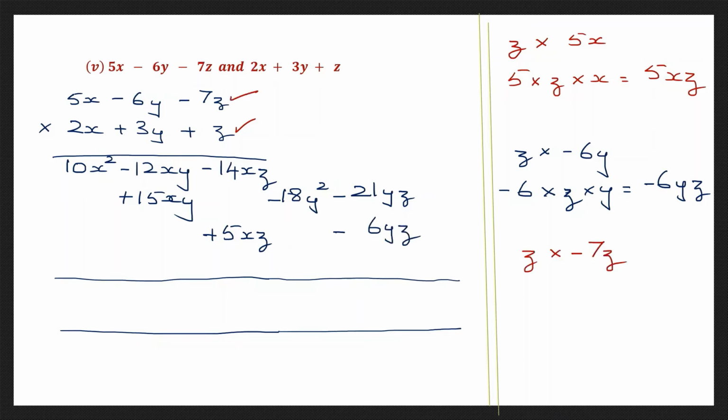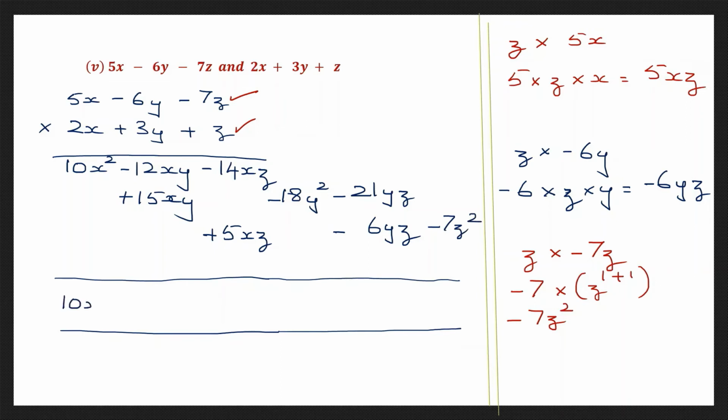Now let's take the next term, z into minus 7z. So that will become minus 7 into z to the power of 1 plus 1. Z into z, isn't it? So that becomes minus 7z square. So do we have a column for that? Z square we don't have, so we'll write it separately. Minus 7z square.